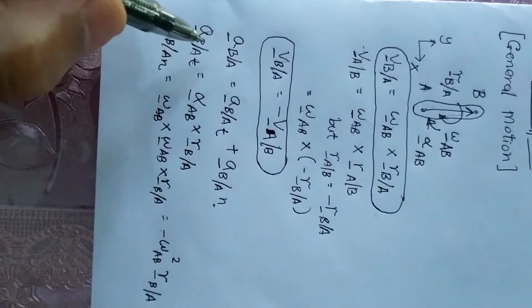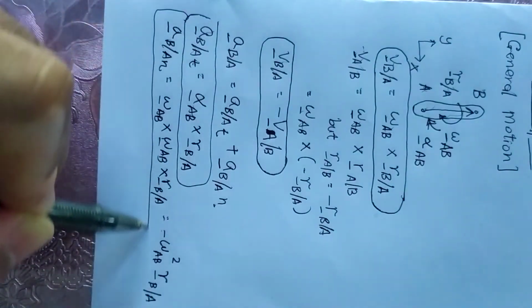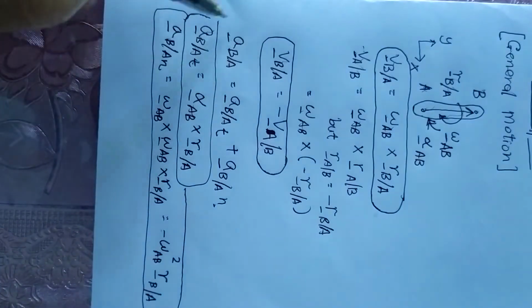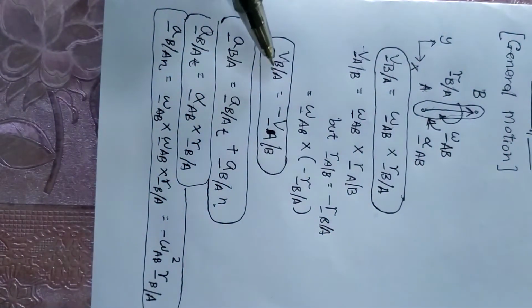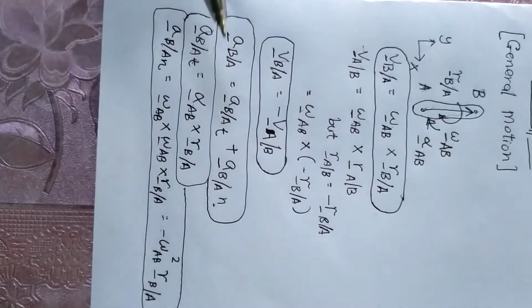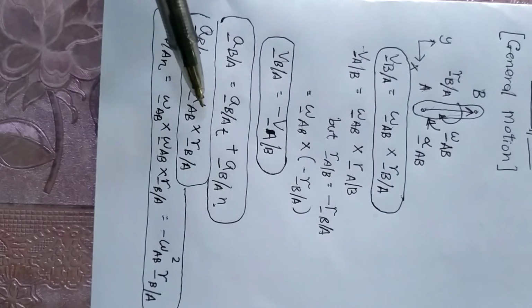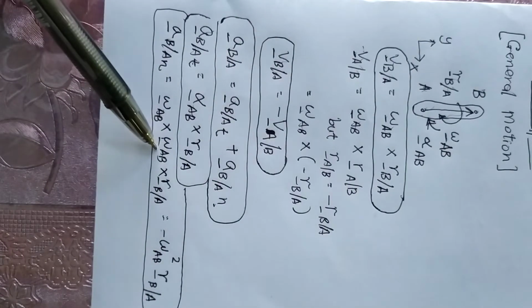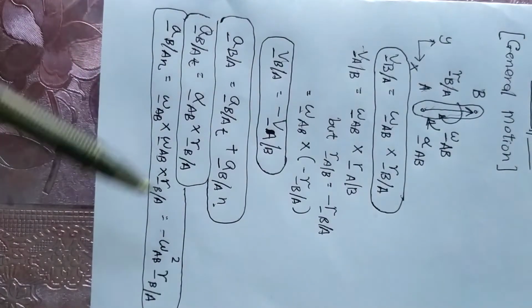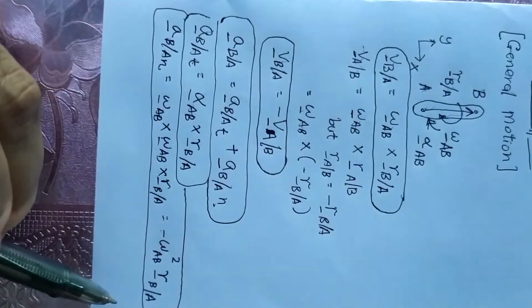So from this relative motion we can have three different components. The first one is the velocity of B relative to A, and the other one is the acceleration of B relative to A. There is the tangential component, which is alpha AB cross the position vector of B relative to A, and there is the normal component, which is omega AB cross omega AB cross the position vector of B relative to A, and then we have this, minus omega AB squared times the position vector of B relative to A.